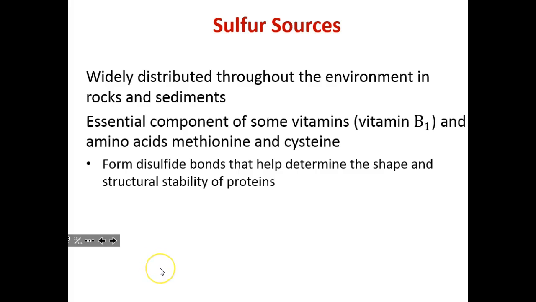Sulfur sources are widely distributed throughout the environment in rocks and sediments. They are an essential component of some vitamins, vitamin B1, and amino acids, methionine and cysteine. They form disulfide bonds that help determine the shape and structural stability of proteins.